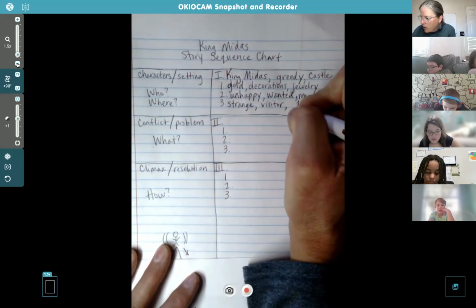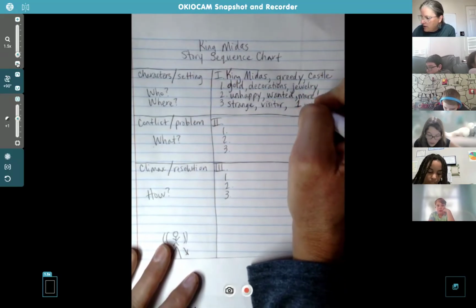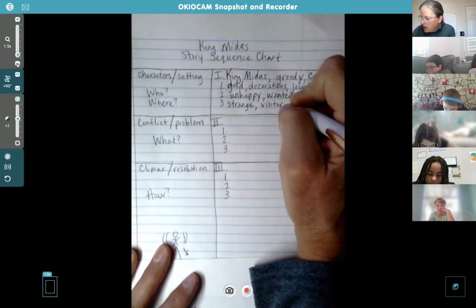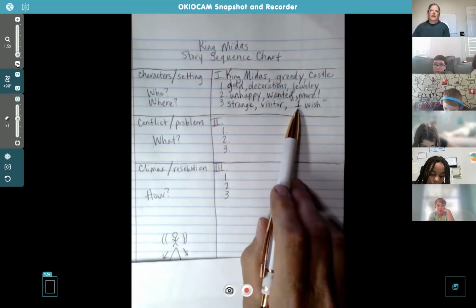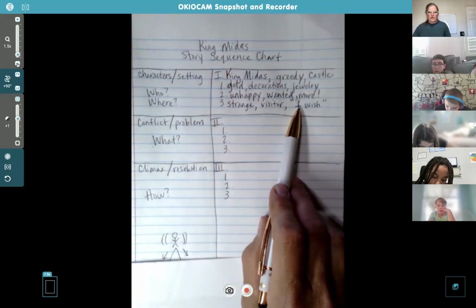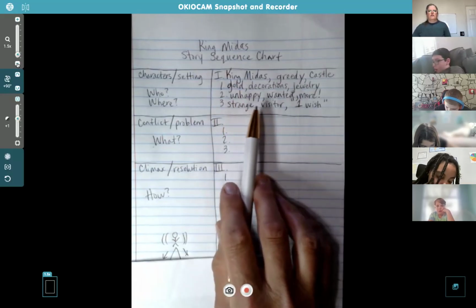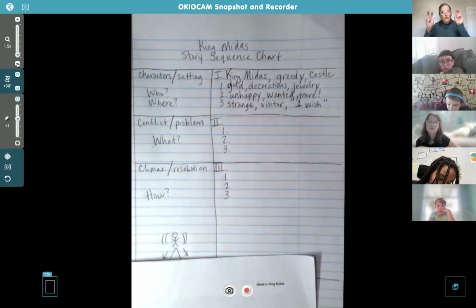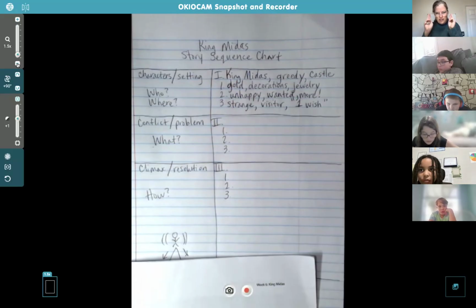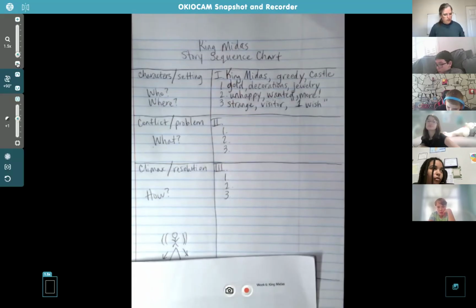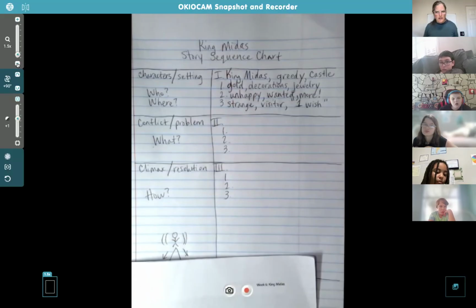So I'm going to put a number 1 and then the word wish, and I'm going to put it in quotes. So I can use that number 1. That's free because it's a number. So I got strange, visitor, and then in quotes, one wish. That means that's what he says. He's granting a wish, right? Okay. You guys are doing great. So far we got our characters and setting. We have it ready to go now.